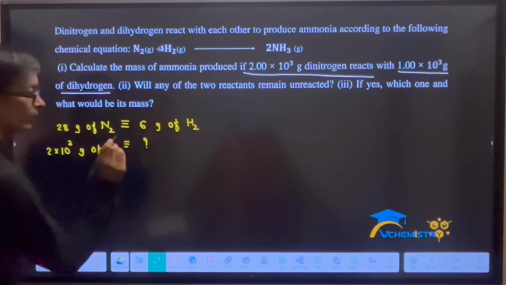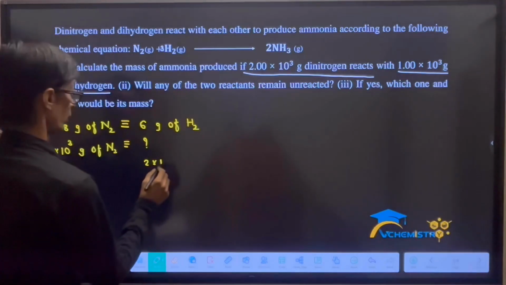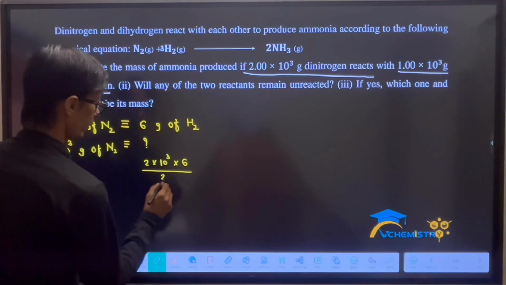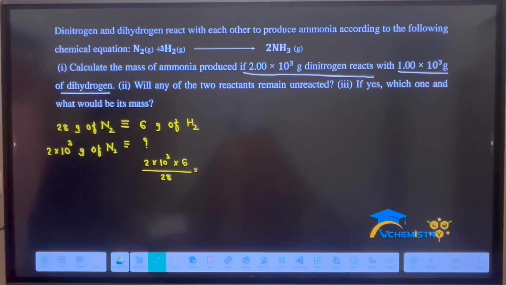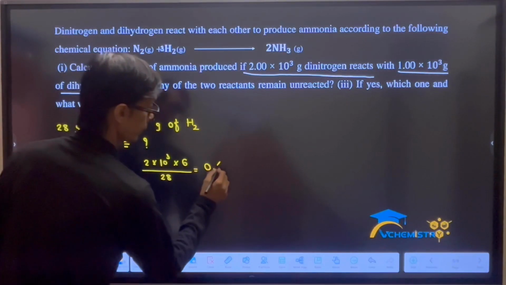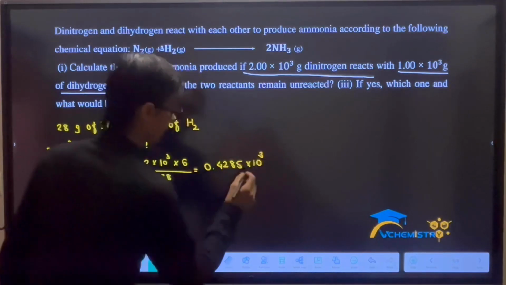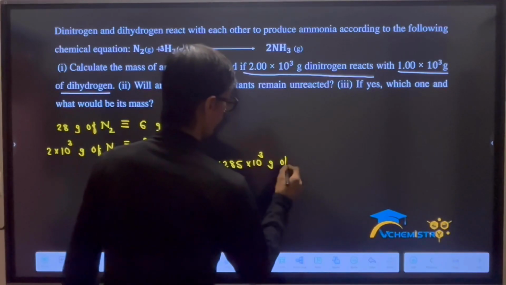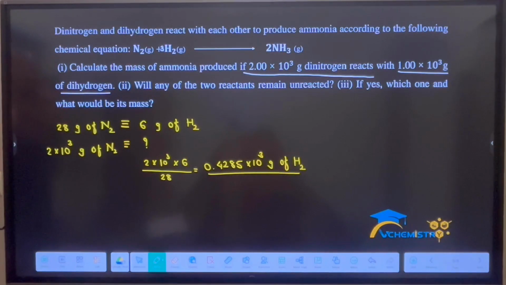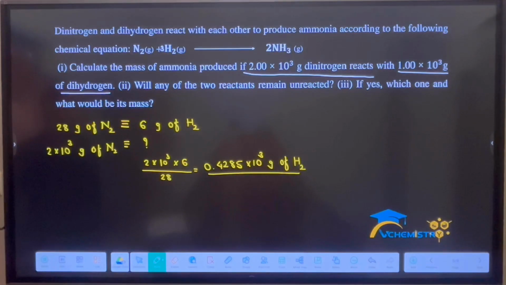Chalo, required amount of hydrogen is dash. So 2 into 10 raised to 3 into 6 divided by 28. I have no time, so I did the calculation: 0.4285 into 10 raised to 3 gram of H2. See here, the required amount of dihydrogen is 0.4285 into 10 raised to 3 gram.